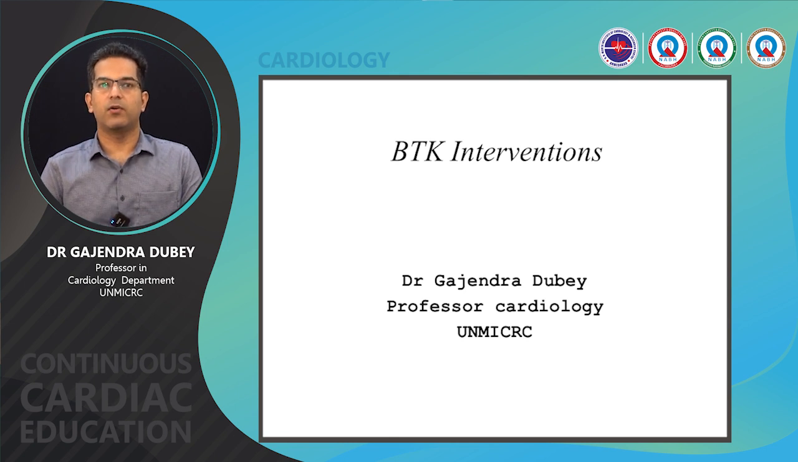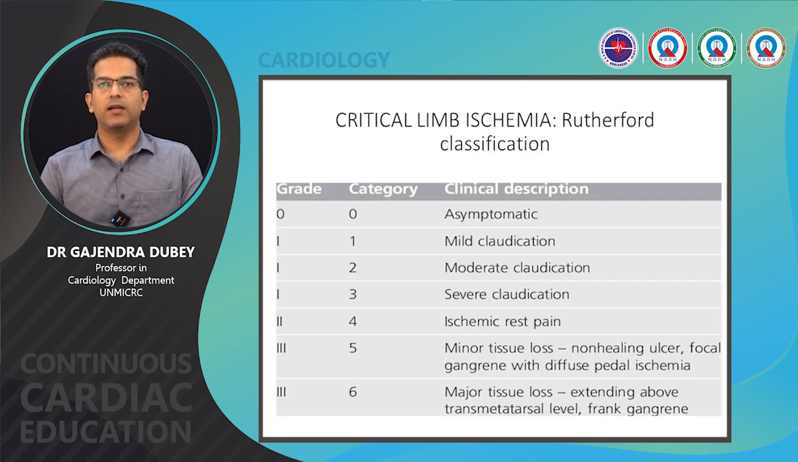Today I will be talking about below the knee interventions for peripheral arterial disease. Below the knee interventions are typically performed for critical limb ischemia. Critical limb ischemia is a clinical condition where the blood flow to the extremities is reduced to such an extent that it leads to ischemic rest pain, minor tissue loss, or major tissue loss.